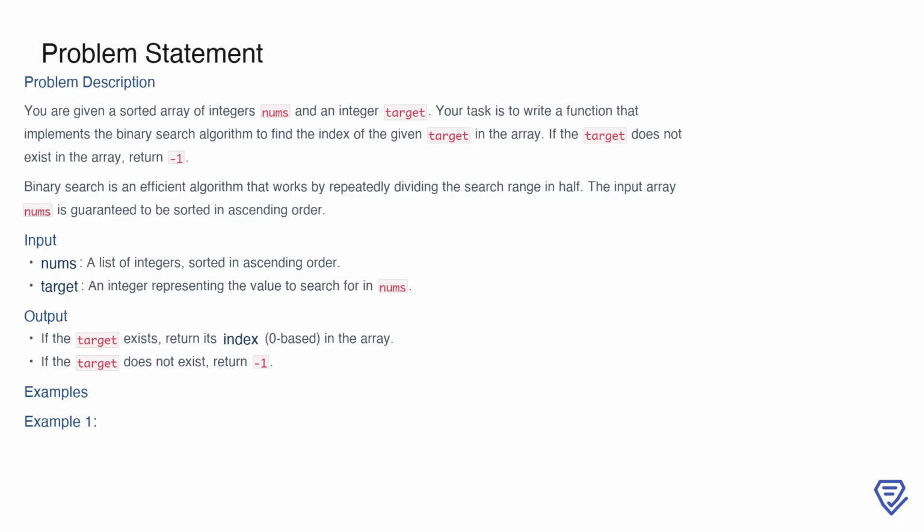Importantly, the input array is guaranteed to be sorted in ascending order. The function will take two inputs, nums, which is the sorted array, and target, the integer value we are searching for. The output will be the zero-based index of the target if it exists, or -1 if it does not. This forms the core of the problem we need to solve.